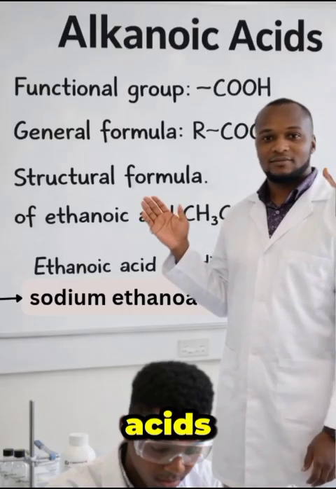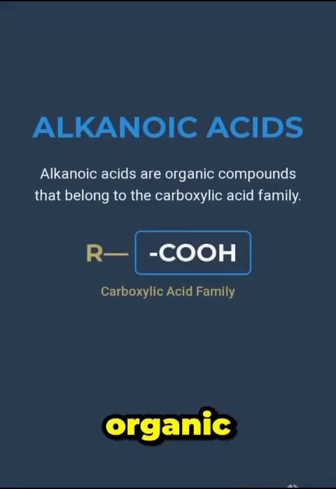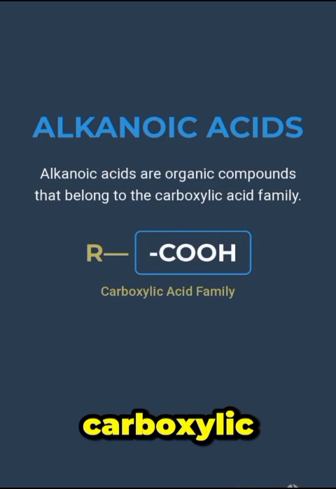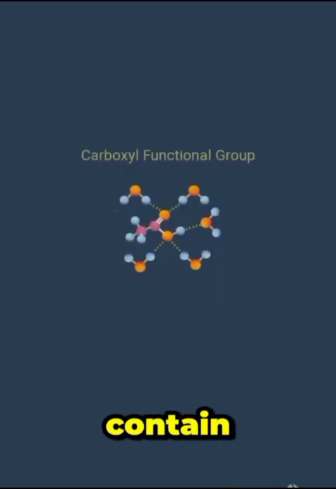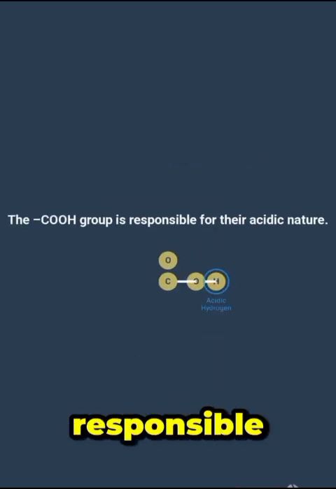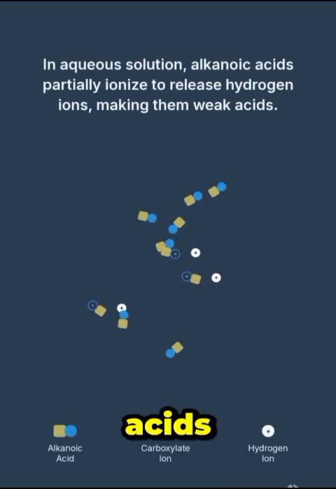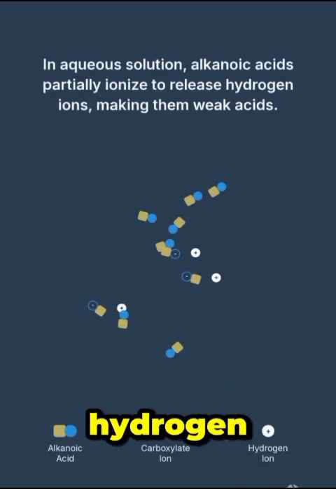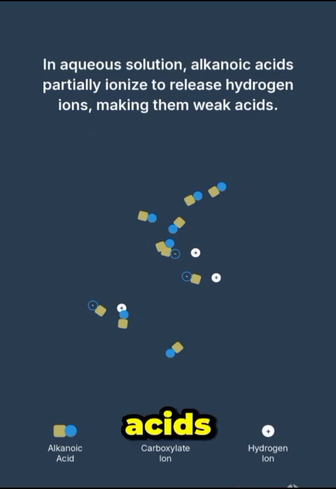Alkanoic acids. Alkanoic acids are organic compounds that belong to the carboxylic acid family. They contain the carboxyl functional group, COOH, and have the general formula CnH2n+1COOH. The COOH group is responsible for their acidic nature. In aqueous solution, alkanoic acids partially ionize to release hydrogen ions, making them weak acids.